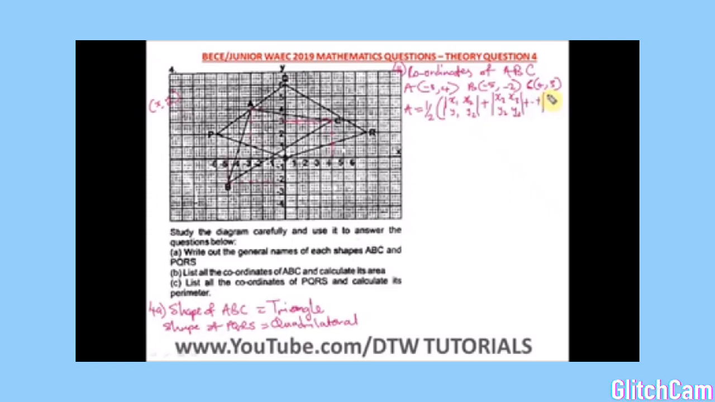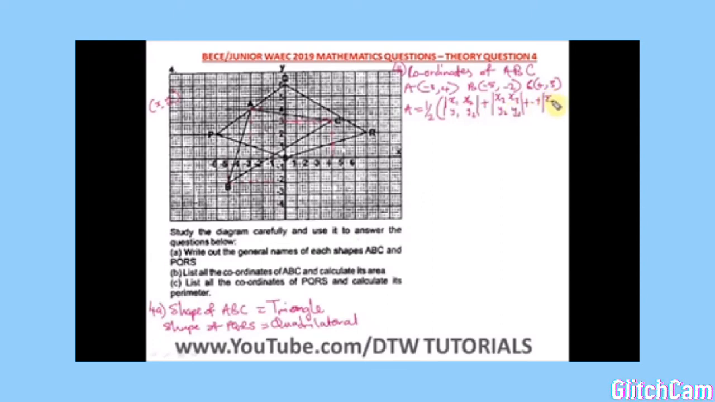you're going to determinant of whatever number it is. This is a general formula for finding the area of any polygon. It could be a triangle, it could be a quadrilateral, it could be any polygon, a pentagon, a nonagon, as far as you're using the coordinates. As far as the question gives you the coordinates or the vertices to find the area, you use this formula.